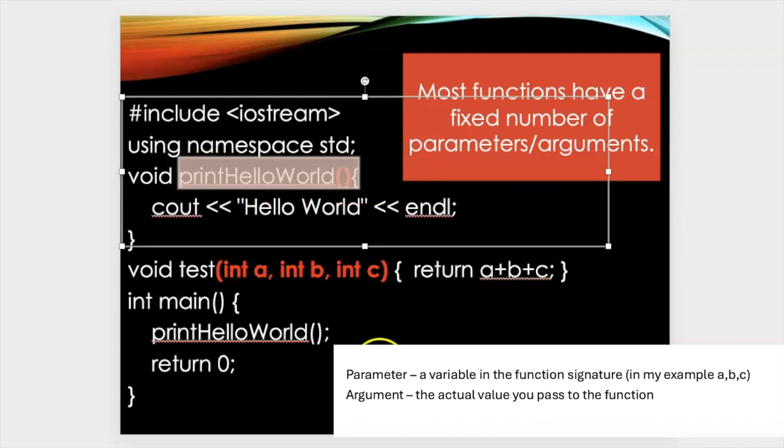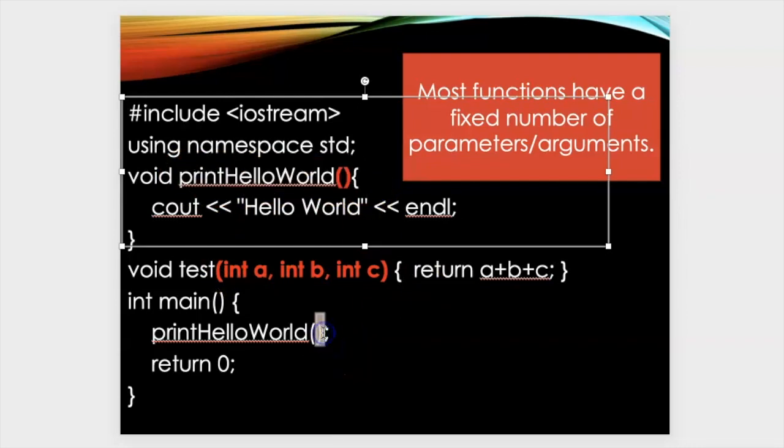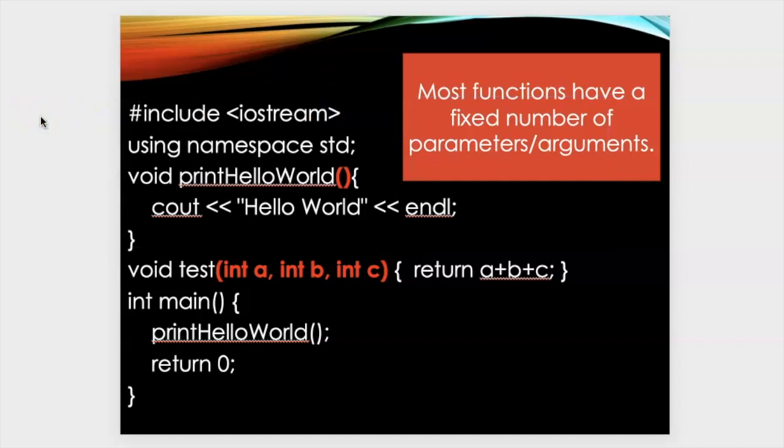If you try to pass something in the parentheses when you call that, then it's not going to compile. The function test here takes 3 input arguments. If you try to pass in 4 arguments or 2 arguments, it's going to give you a compile error. But there are some functions in C that do take a variable number of arguments.